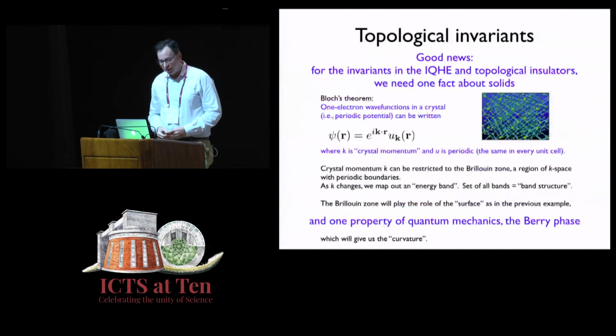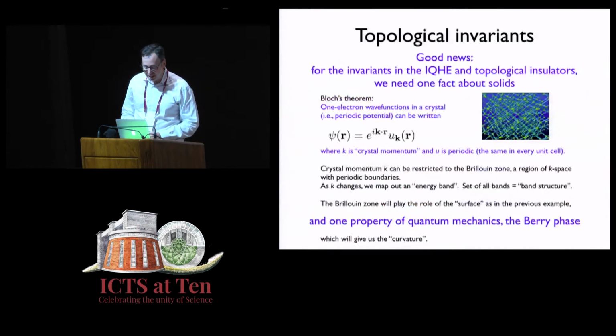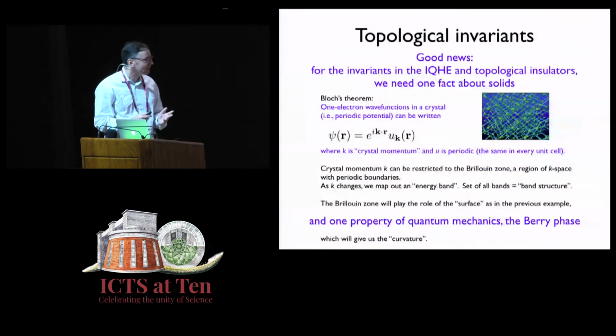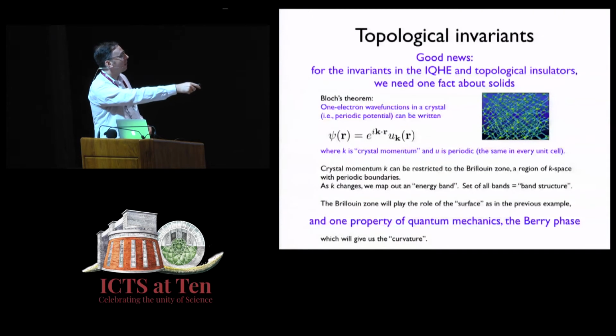So quantum mechanics tells us that an electron, if I forget about spin, is described by some complex valued function of space and time, but let's think about energy eigenstates. In a crystal, the crystal means periodic potential. Things take a simple form. There's a plane wave times something that is periodic with the same periodicity as the unit cell of the crystal.